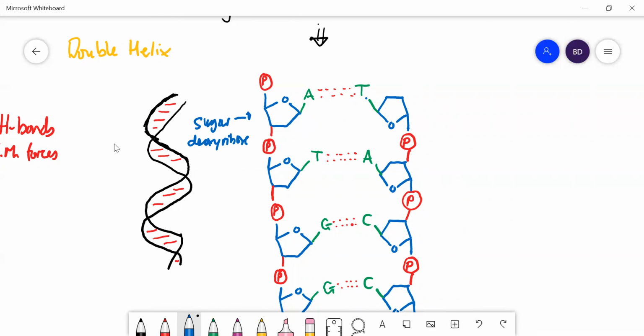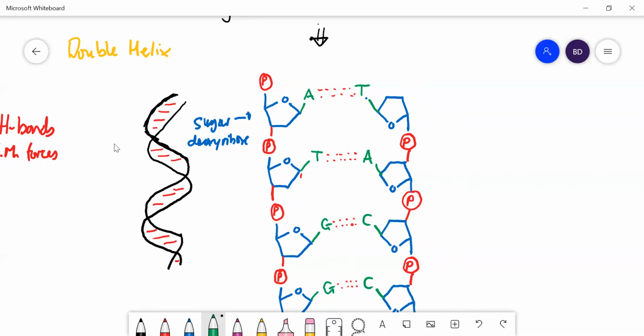Now sticking to each sugar, and that's carbon atom number 1 there, we have a base, and there are 4 bases. Okay, so they're in green. So you can see you've got A there, T, G, and so on. We'll say what the bases are called afterwards. They're called adenine, thymine, guanine, and cytosine.